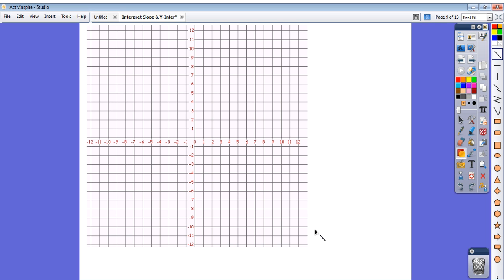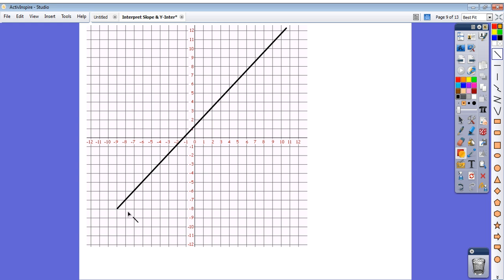Hey guys, today we're going to talk about slope and finding slope on a graph. I'm going to do a quick review of what makes a slope positive or a slope negative. On a graph, we read our line from left to right.